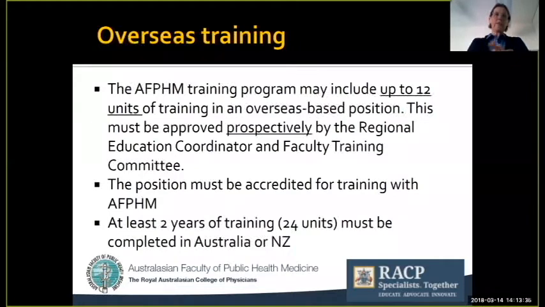So 12 months overseas, but the other 2 years have to be completed in Australia or New Zealand. And you can do that 12 months at any time. We used to have a rule that your first 12 months had to be in Australia, but we no longer have that. You can do the first year overseas if you want to, but 24 units have to be completed in Australia or New Zealand.